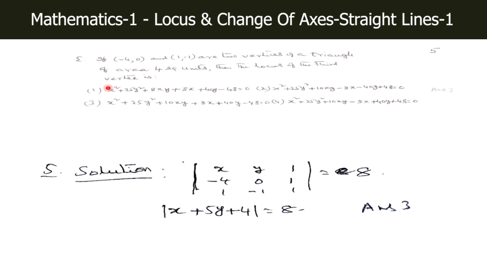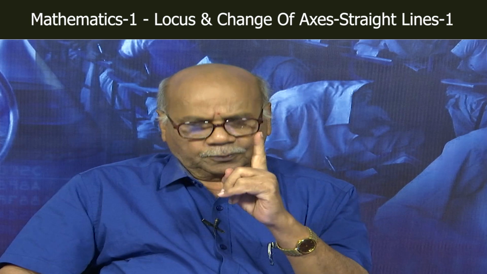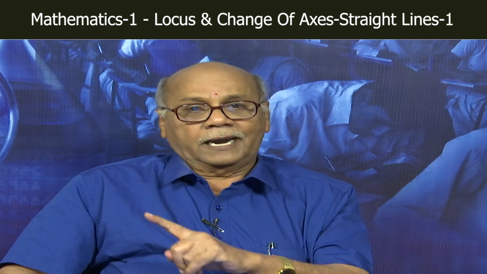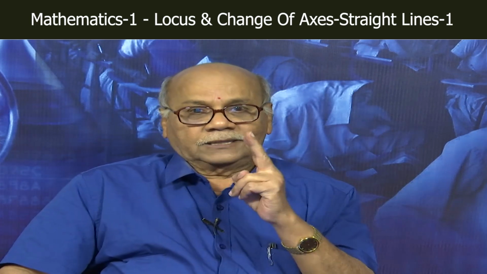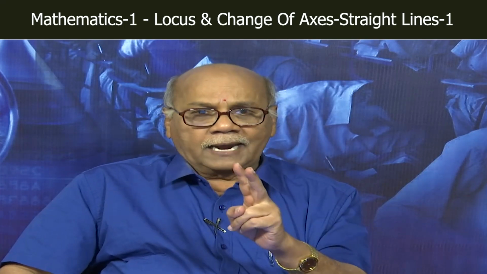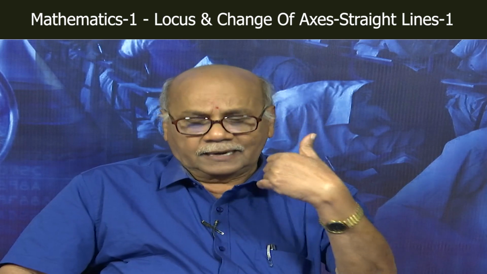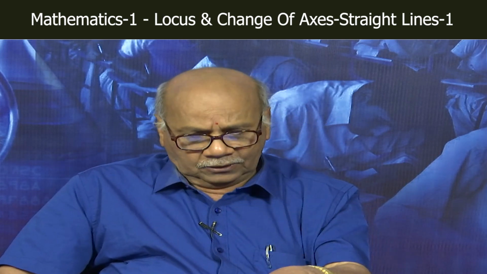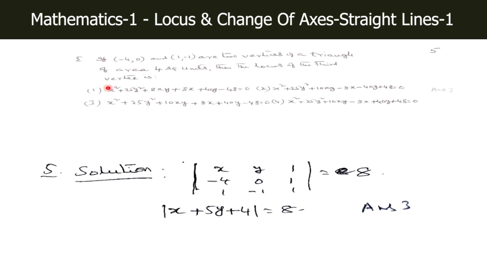But this is an EAPCET problem in which they have given only one equation, namely x plus 5y plus 4 is equal to 8. But actually you get a pair of lines, because you know that on any given base there will be two triangles with equal areas. That's why we have taken the modulus and squared both sides.